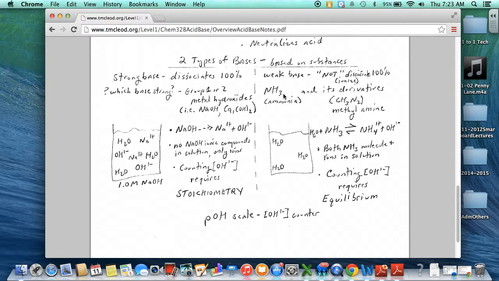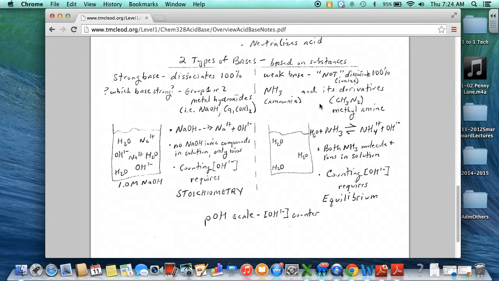NH3 is the most common weak base that you know, and its derivatives, meaning chemicals that basically replace some of the H's with other groups. And I showed you one. It's called methylamine. Oops, that's not right. There should be an H. It should be CH3 and NH2 there. I'm sorry. But it's going to act the same way.